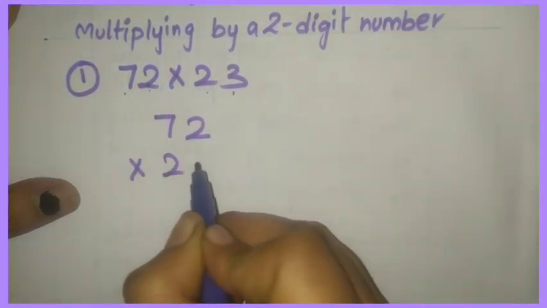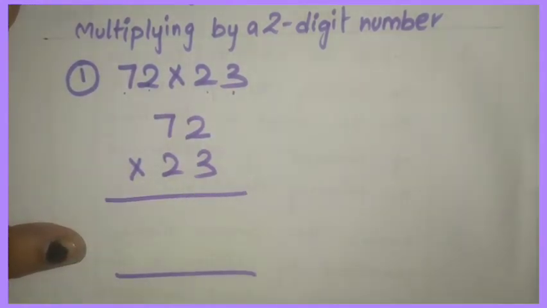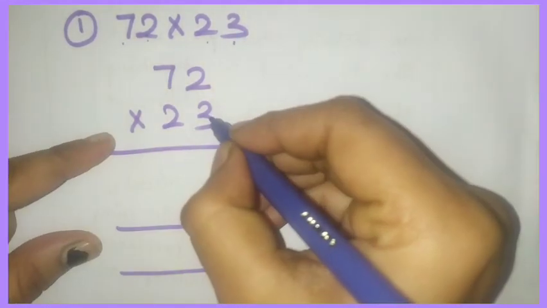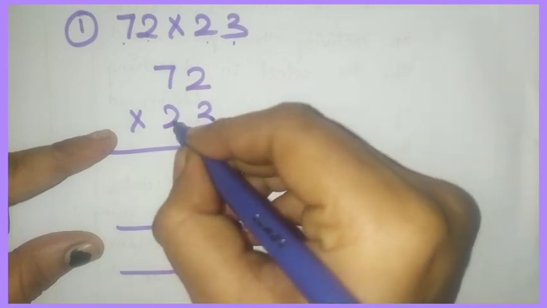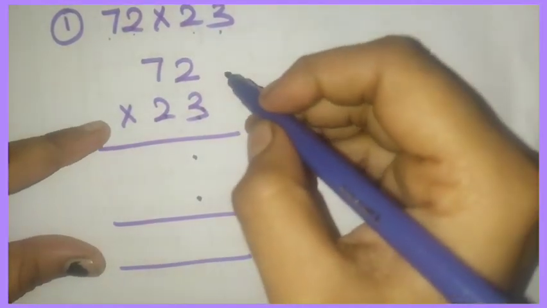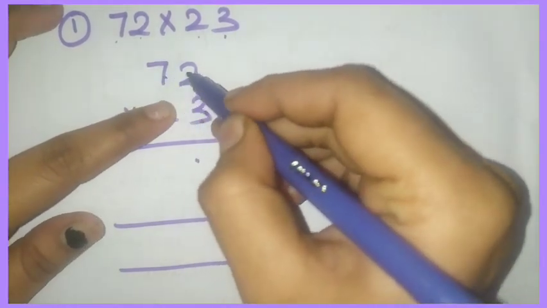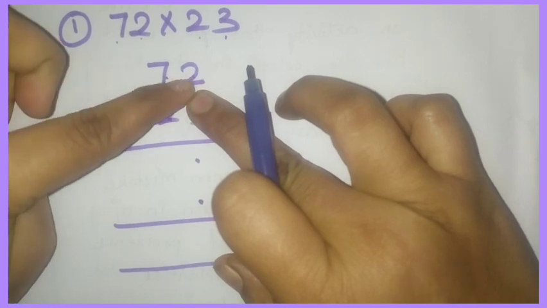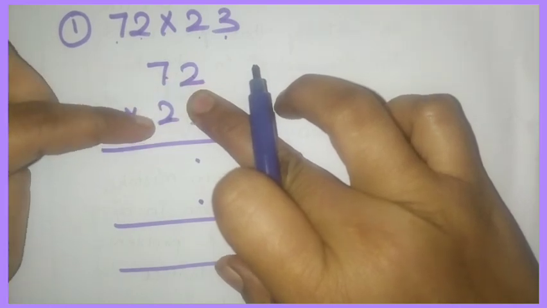72 into 23. First, when we are doing multiplication, we will do it from the ones place. Here this is a 2-digit number, so we'll take 2 steps. First we will multiply these 72 by 3 and then we will multiply these 72 by 2.